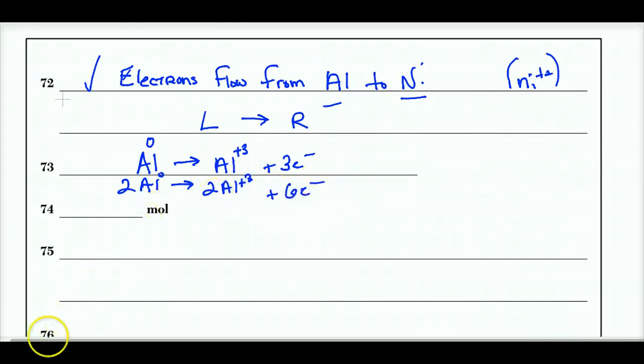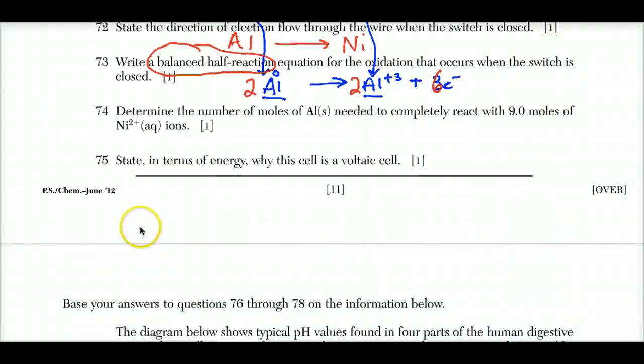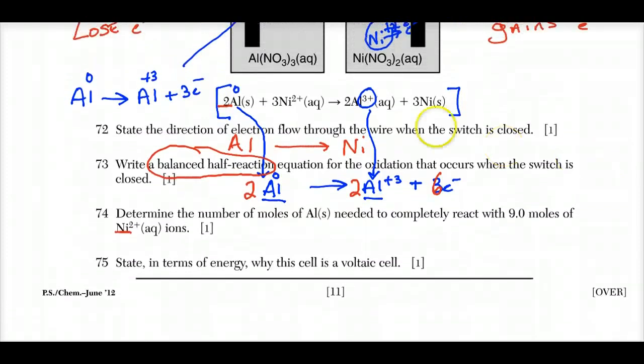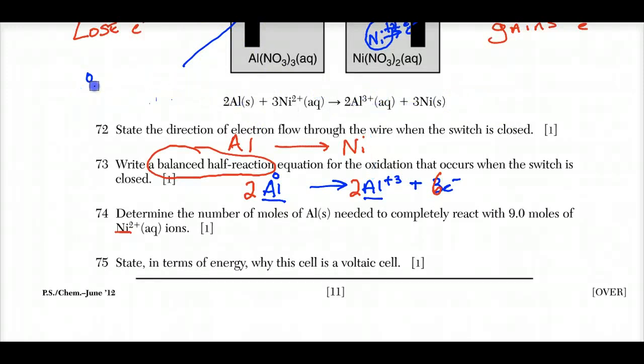Okay, back to number 74. Determine the number of moles of aluminum needed to completely react with 9 moles of nickel plus 2. Okay, this is like a stoich problem, okay? Moles of aluminum. Okay, let's think here. Let's get some stuff out of the way. Moles of aluminum. All right, with 9 moles of nickel.